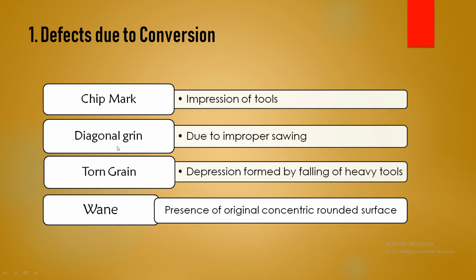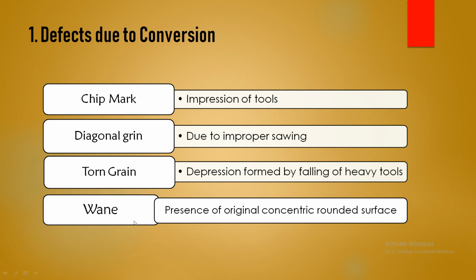It may be a chisel or a hammer mark. The second one is a diagonal grain. This defect is caused due to improper sawing. It affects the strength of the timber. Then the third one is torn grain. Torn grain is a depression formed by falling of heavy tools on the timber.